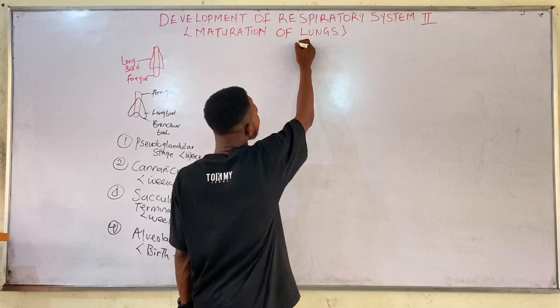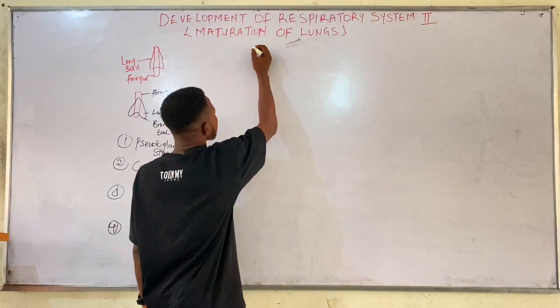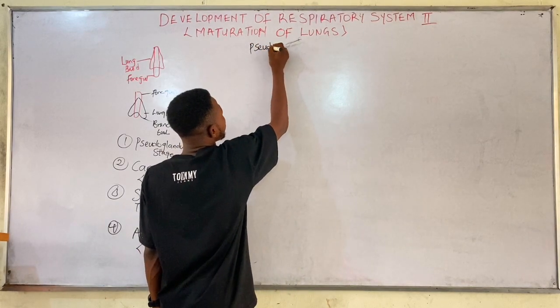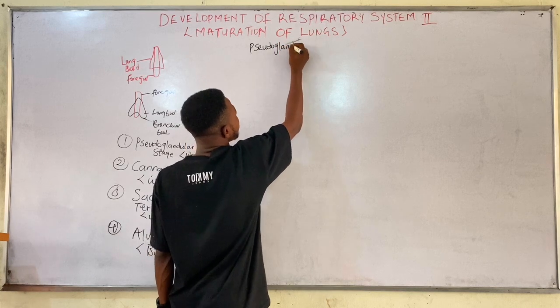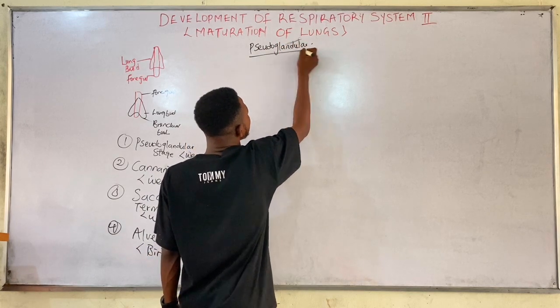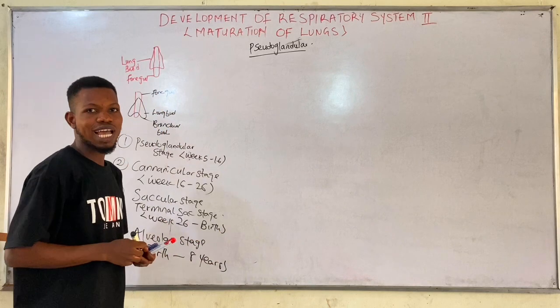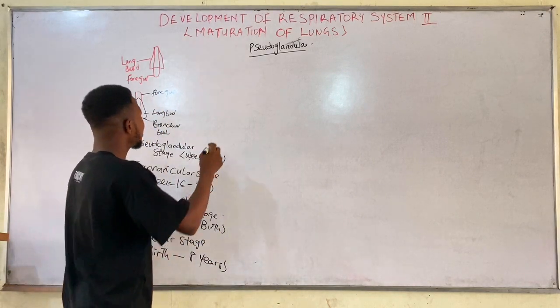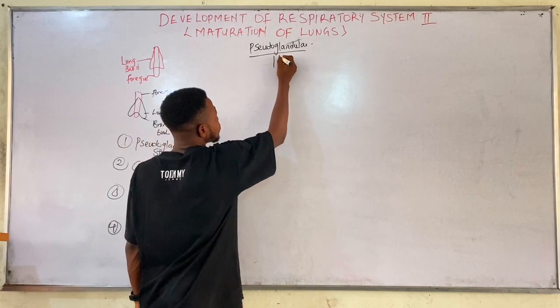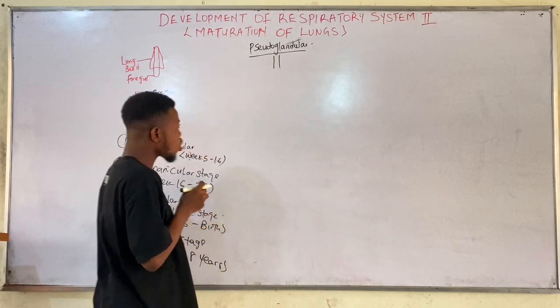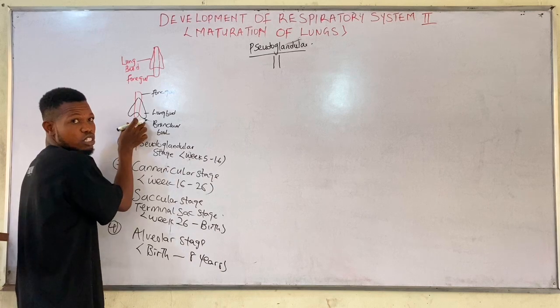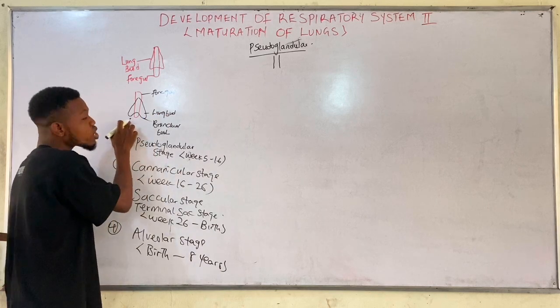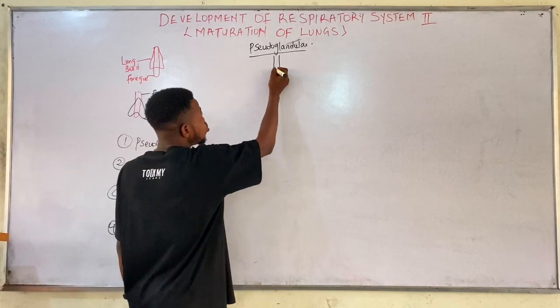Now at the pseudoglandular stage, what happens? Coming up from the bronchial bud, do you get what I'm saying now? Now this is the trachea. Now coming up from the trachea is the bronchial bud. So at the pseudoglandular stage, the bronchial bud bifurcates into 2.